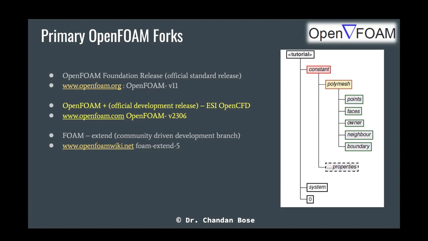Now, if you add complexities to it, you have to add new dictionary files. However, I will first start with explaining the structure, and then I will show you one tutorial later. So the main primary folders are 0, system, and constant.